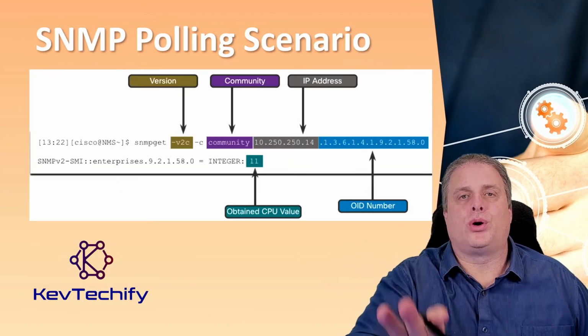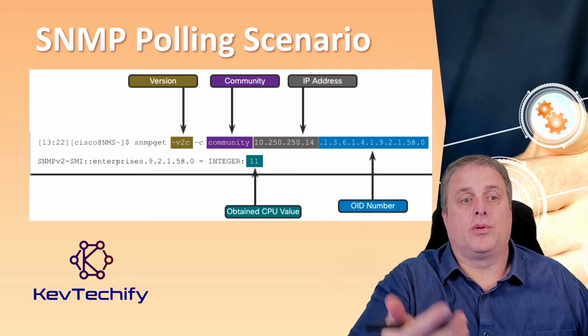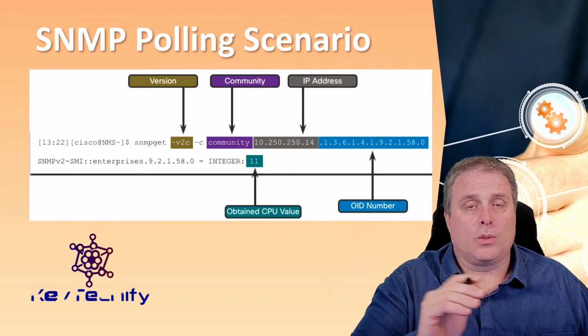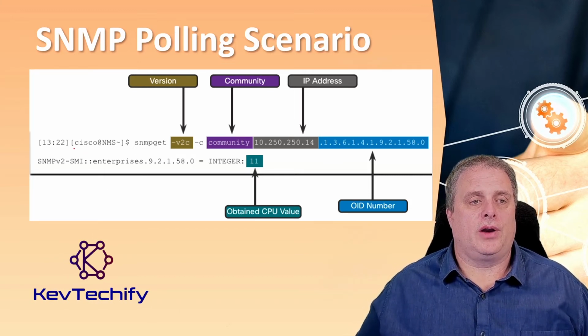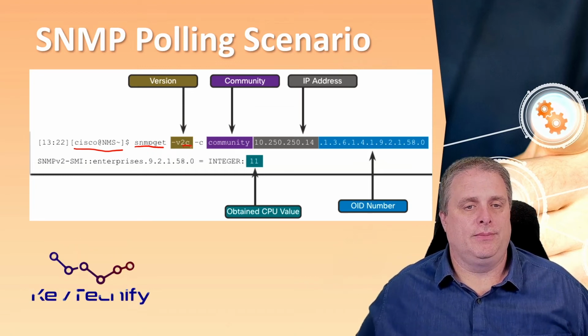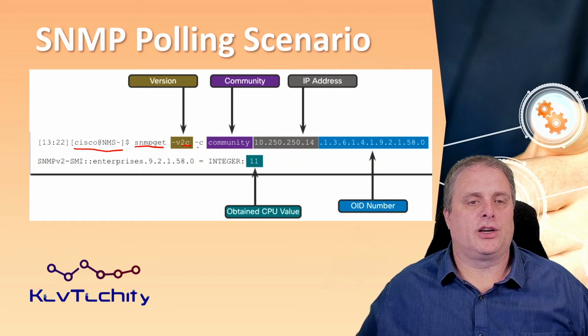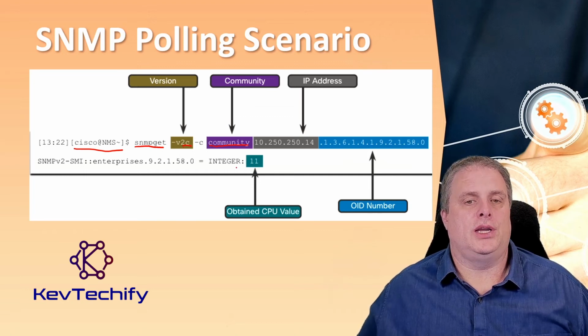To actually pull data using SNMP from a router or a switch, what we can do is on our network management server, that's where we're at right here, we're on a command line. We can issue an SNMP get. Then we have to specify what version of SNMP. We are using version 2C. Then we need to specify our community string. And once again, that's a clear text password. So this clear text password is the word community.